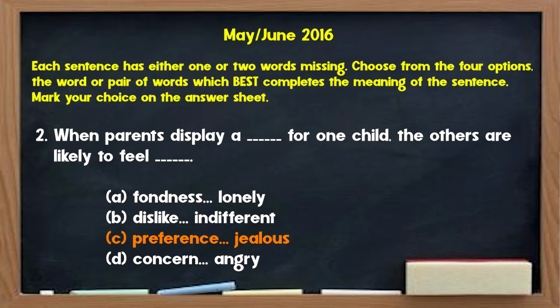If we fit those words into the sentence, our best option would be to choose C. When parents display a preference for one child, the others are likely to feel jealous.